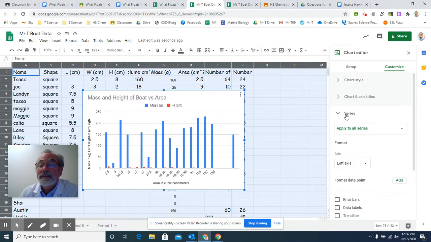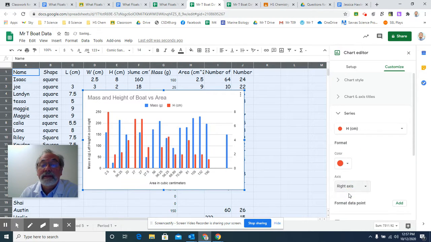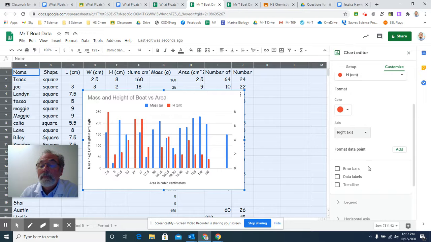Let's go to the series. Now we're going to split the two series. We've got mass on the left, and we're going to put centimeters on the right. Very good. Now the next thing I want to do is put data points on this. So the heights of the things are here.